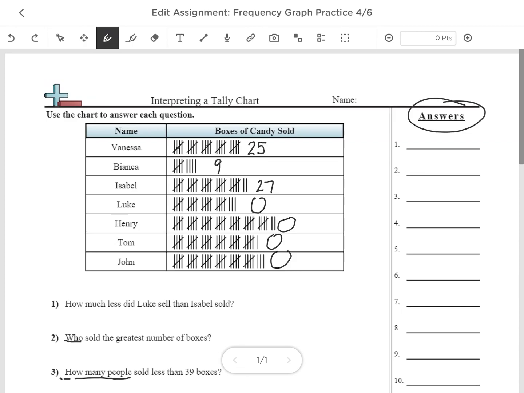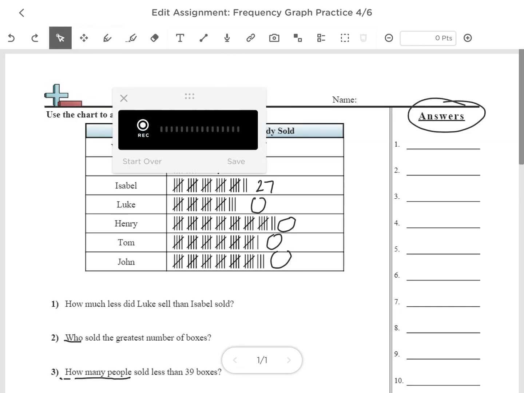Or if you find the microphone at the top of your toolbar, and it might ask you, can ClassKick access your microphone? And you can say yes. Then you're going to press record and speak into your iPad and ask me whatever you're having trouble with, and then press save. And then I will be able to see that on your paper, and I can respond back to you. Okay?